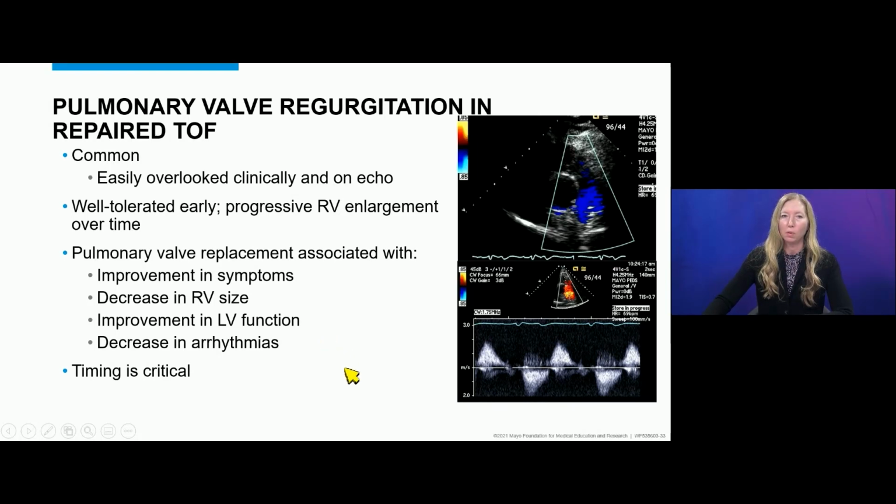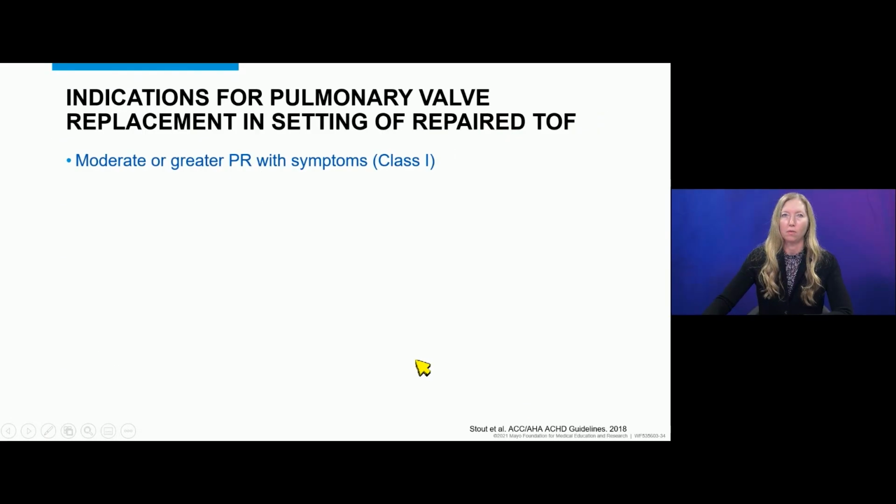But the timing is really the challenge here, because if we start putting valves in these patients when they're very young, we're setting them up for recurrent interventions. And I just want to make this point again for those echocardiographers out there. This is what free PR looks like. It's this very brief red jet. And again, use your continuous wave Doppler if you're confused.